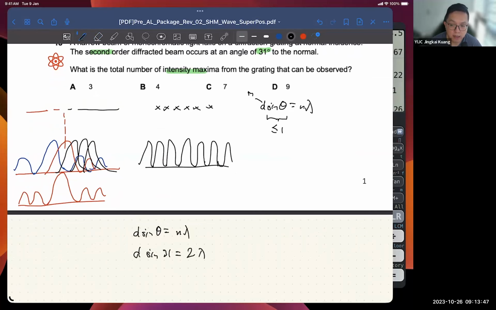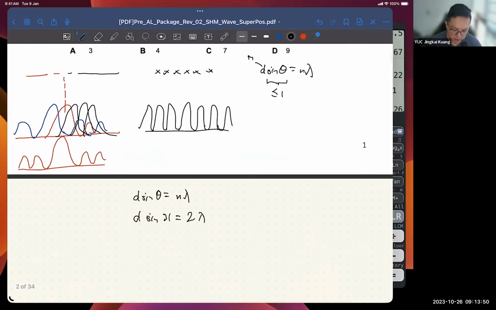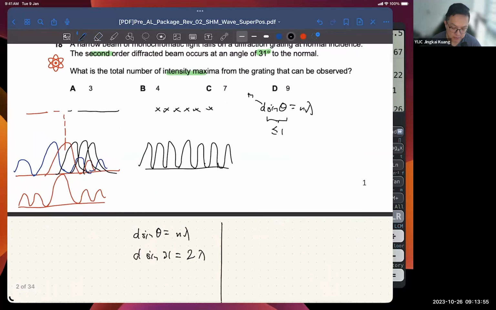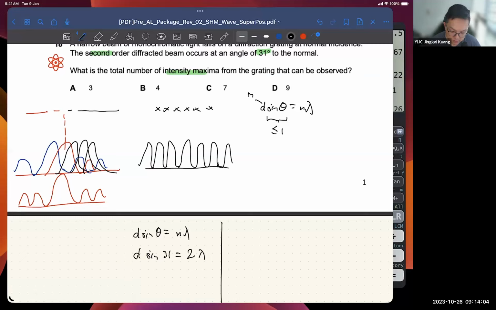Before we move on, let's look at what we're supposed to find. We want to find the number of intensity maxima, which means the number of bright fringes I can see. But remember, this center line here is the central maxima. If my n is 3, I will count 1, 2, 3, but there are also 3 on the other side, 1, 2, 3, and then of course the center one, 0. So in total there are 7 maxima here. Be careful how you count them.